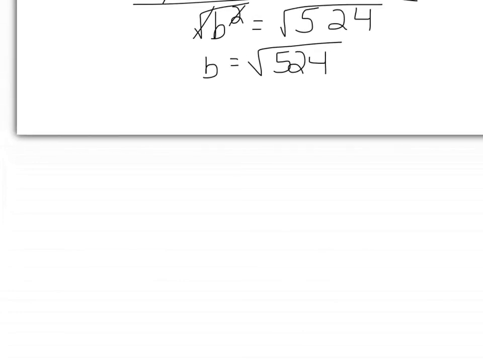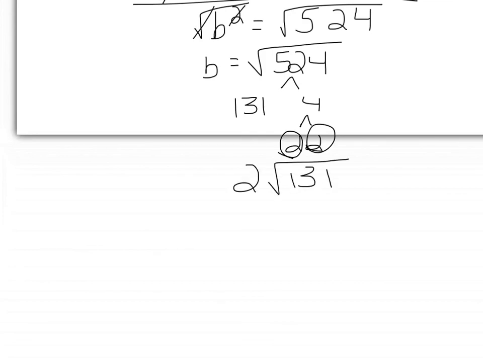All right, let's break 524 down. 524 is 131 times 4. 4 is 2 times 2. 131 is actually a prime number, so we can't factor it any further. So I've got a 2 that I can bring out front, and 131 left in the radical. And this one is meters.